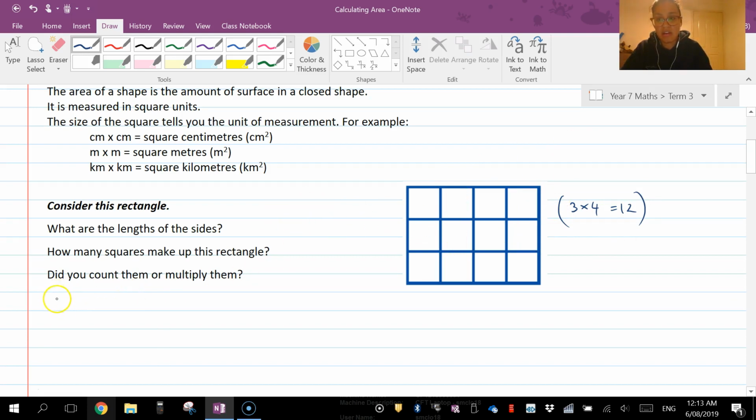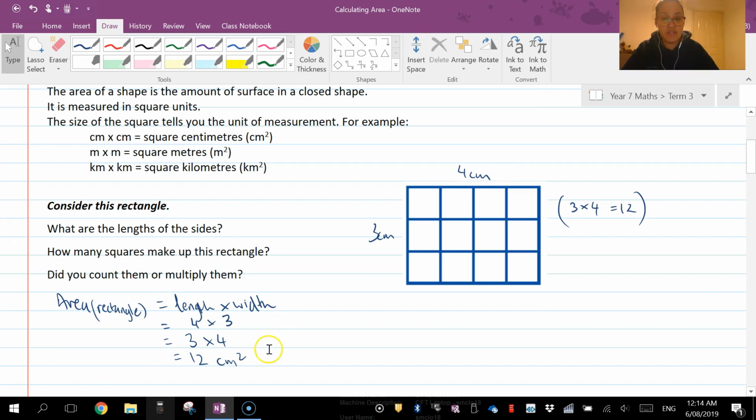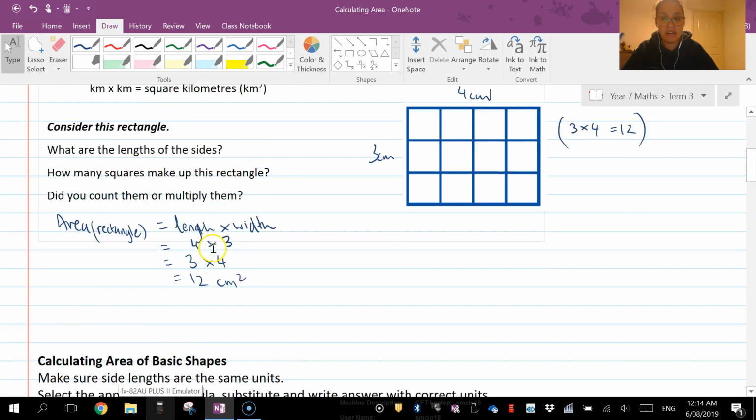So to find the area of a rectangle, it's going to be length times width. Now you'll notice you don't necessarily have to have the 4 and the 3 in that order. You could have 3 times 4. It's still going to give you the same answer. And we're going to assume that they are centimeters. So 3 centimeters times 4 centimeters. Make sure that you have that little 2 to indicate that it is area.